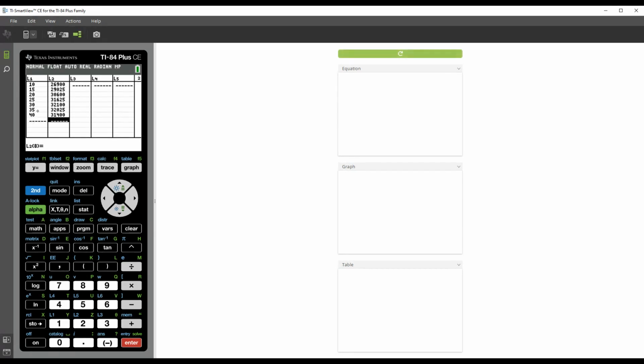I need my X values to go up to 50. And I need my Y values to go up to at least 33,000. So you hit window and you say, I want my X to go from 0 to 50. Don't worry about the scale. And then my Y values to go from 0 to, just going to give it a nice round number, 35,000. And now when I hit graph, my plots are already on. There it is. Ooh, so it just barely tops out, right?